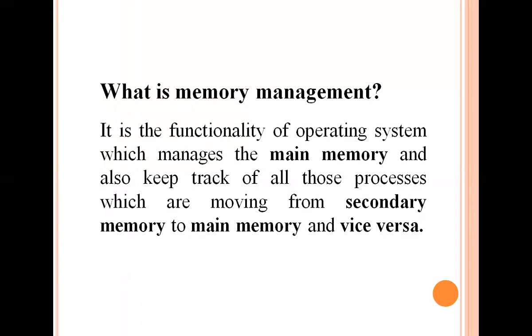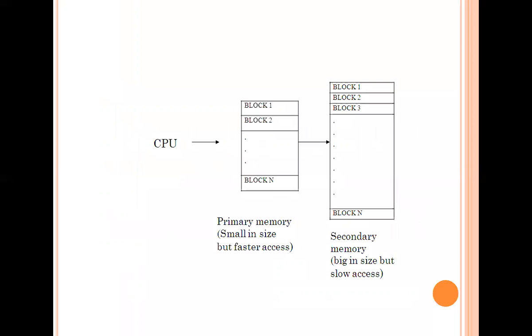Now in this definition, we have mainly concentrated on three concepts. First one is main memory, second is secondary memory, and next is the process. So, what is a process? A program in execution is known as a process. What is memory? Memory is a space where we keep the data which is to be processed by the CPU of the system. Now, we try to understand this with the help of this diagram.